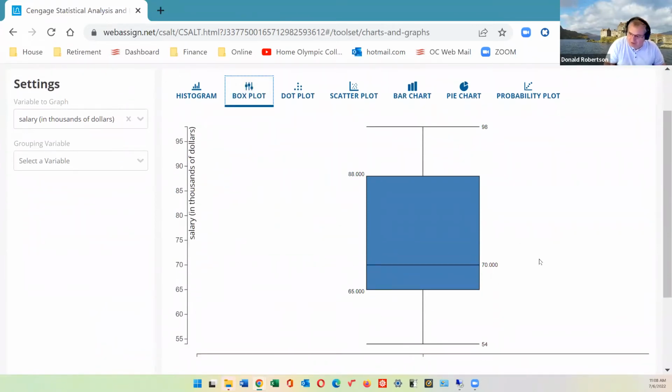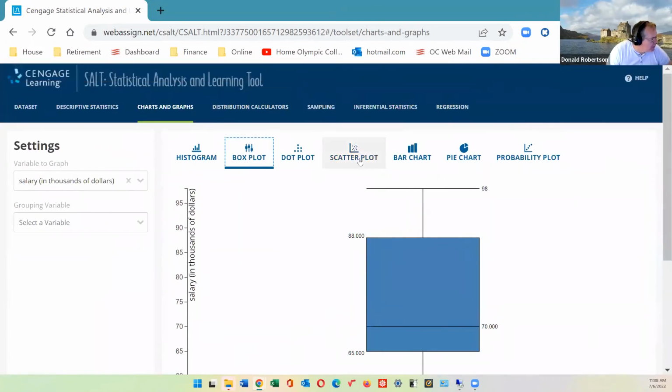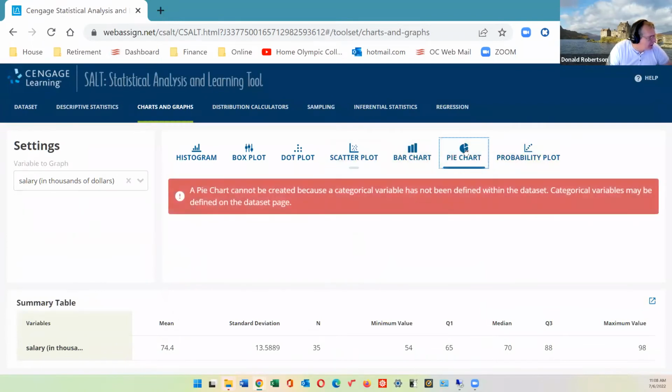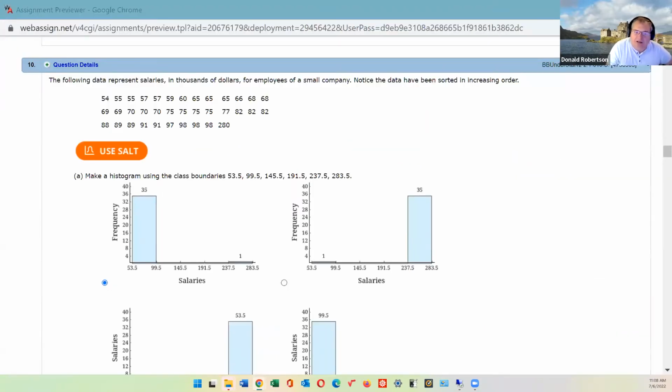You don't need to tell it. A box plot has fixed structure. You see, it's turned vertically, but that's a box plot. I would like a scatter plot. Oh, I can't do a scatter plot because there's only one variable here. I would like a pie chart. Pie chart can't be created because a categorical variable is not defined within the data. Okay, that particular one wasn't lending itself to a pie chart, so that's fine. Not all data fits into a single method.